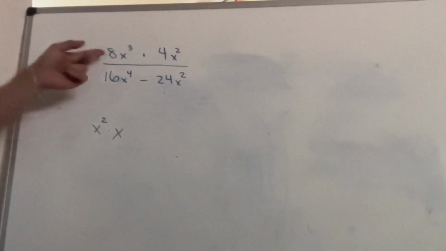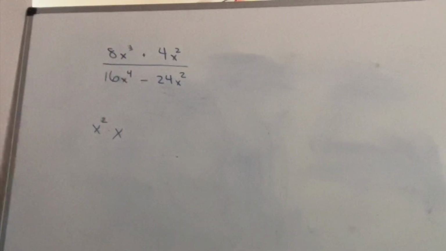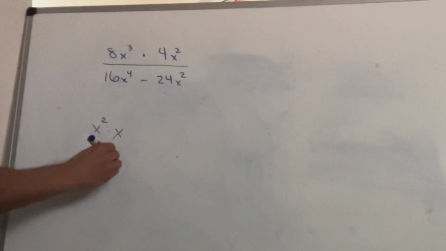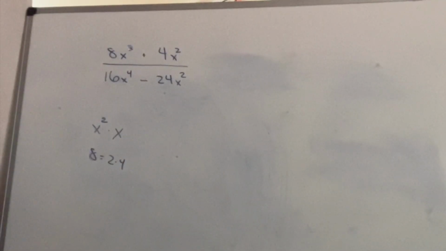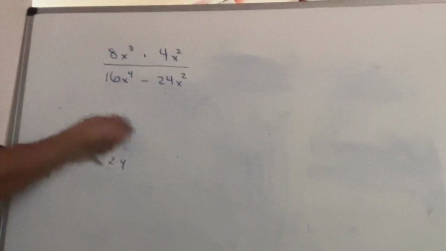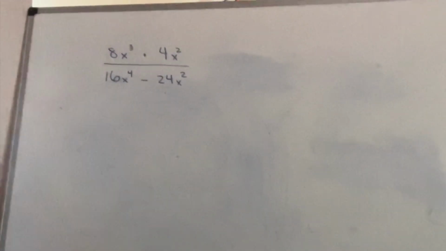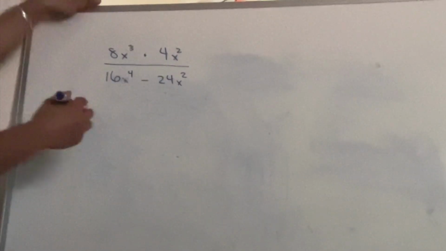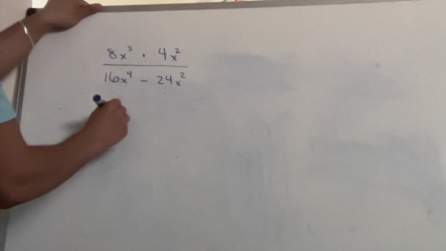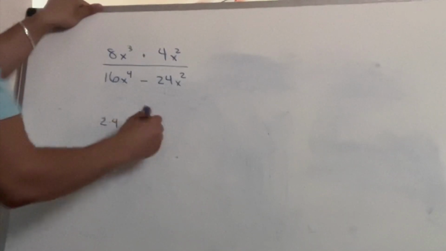But they also share 8 and 4, right? Because 8 is the same as saying 2 times 4. So let me rewrite this so that it's a little clearer. This is the same as saying 2 times 4 times x squared.